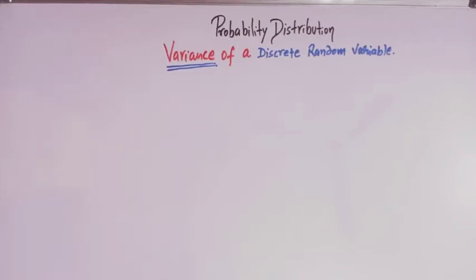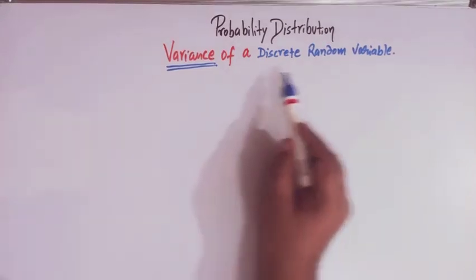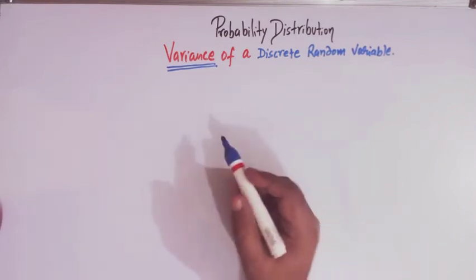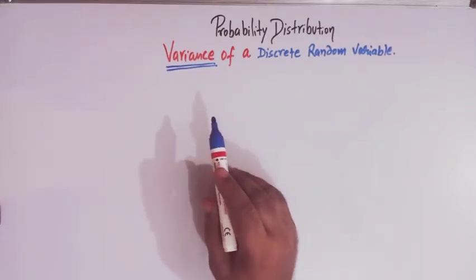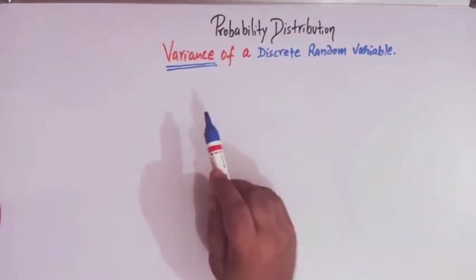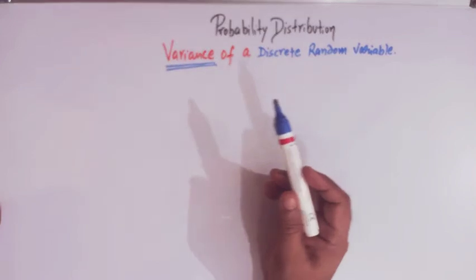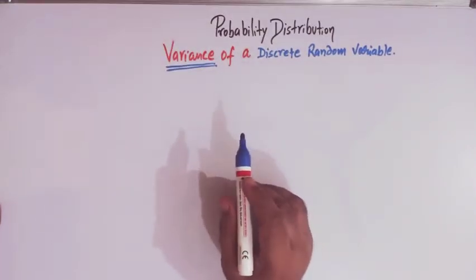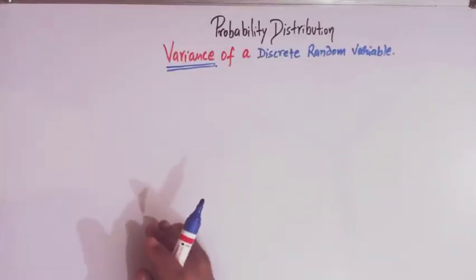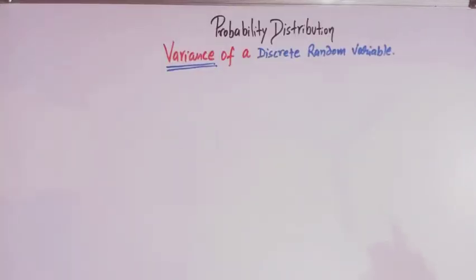Hello viewers, in today's lecture we are going to take up the concept of variance of a discrete random variable. In our earlier videos we have discussed the concept of probability distribution, the concept of random variable, and then we have discussed the mean of a discrete random variable. So in today's lecture we are going to take up the concept of variance of a discrete random variable.